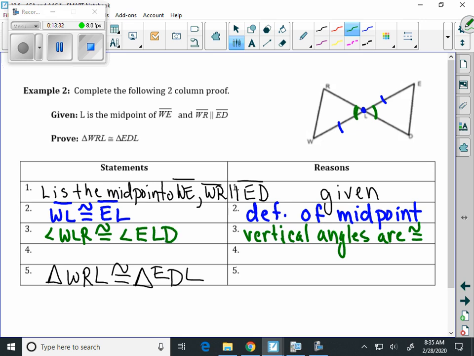And we already have the reason. There's a place where we've got vertical angles. So we're getting close now, but we need to come up with our last statement and reason. And there was one more part to the given. And that one more part to the given is that WR is parallel to ED. So we need to make a statement about that.